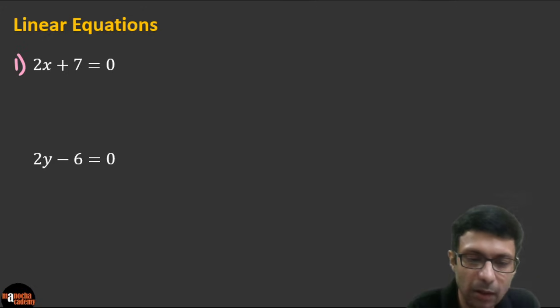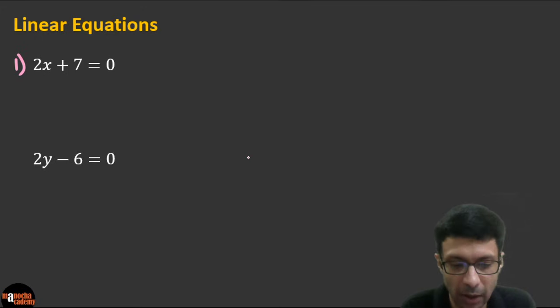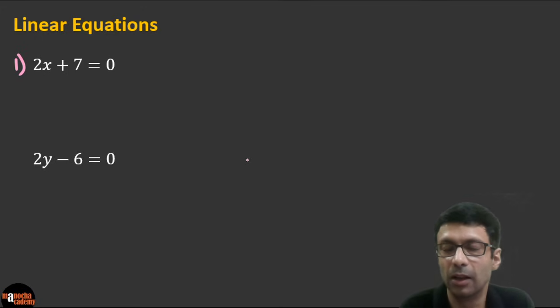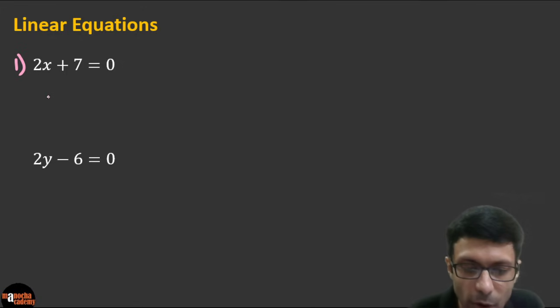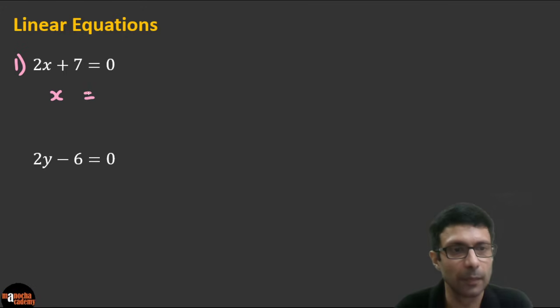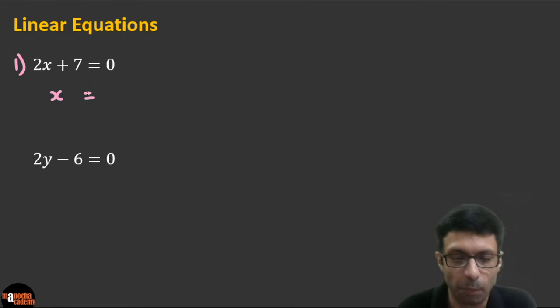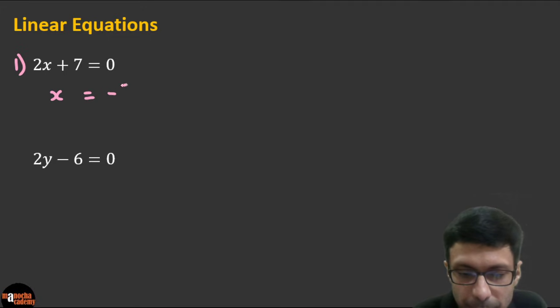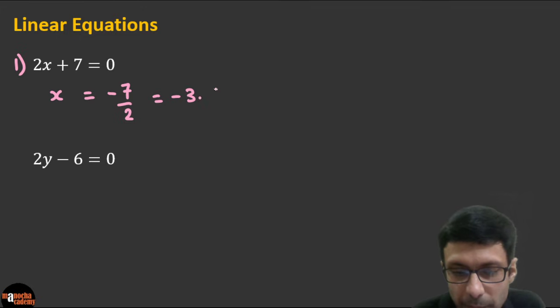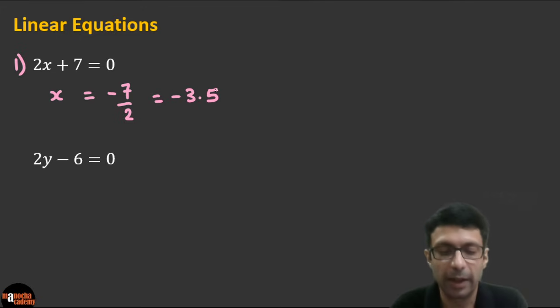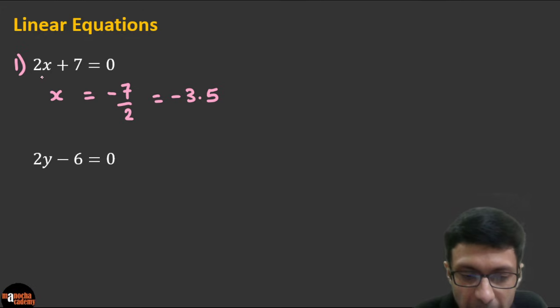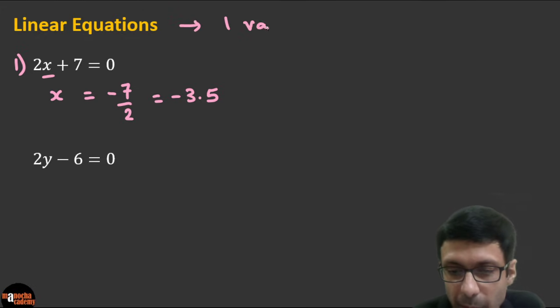So guys, this is a linear equation because it's x to the power 1, degree 1, and it's in x. Can you solve this equation for me, and what will be the value of x, guys? Very good. So minus 7 by 2, which is basically equal to minus 3.5. So this is a linear equation in one variable. X is the variable here. So here we are looking at linear equations in one variable.